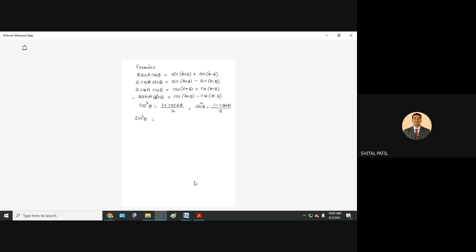You have to find this. Does anyone remember? Sin 3 theta equals 3 sin theta minus 4 sin cubed theta. So 3 sin theta minus sin 3 theta divided by 4.